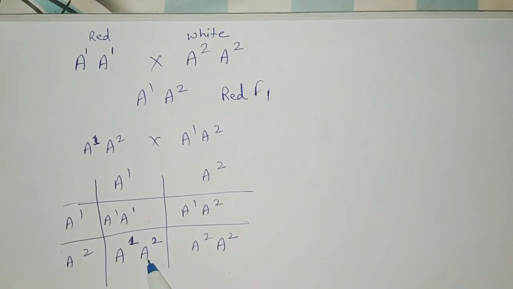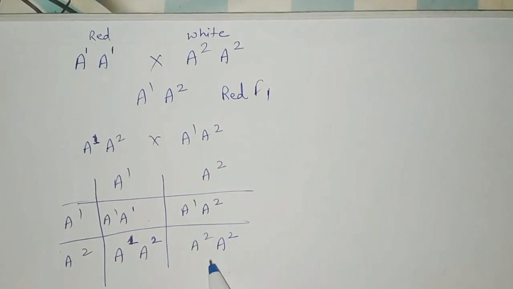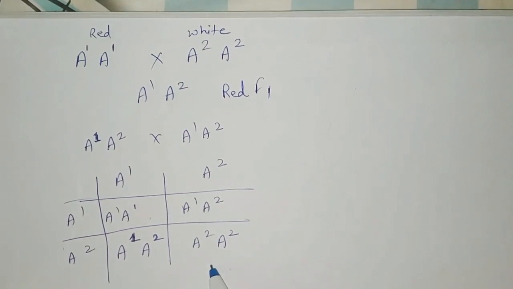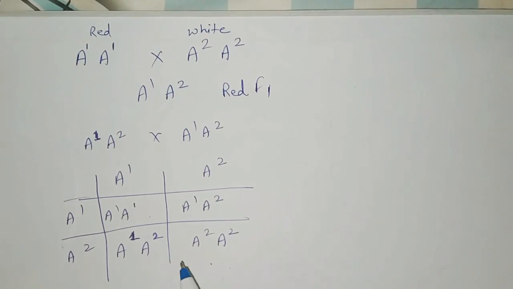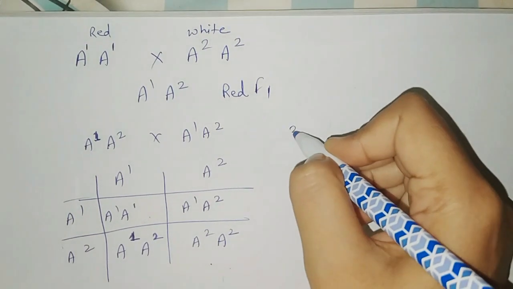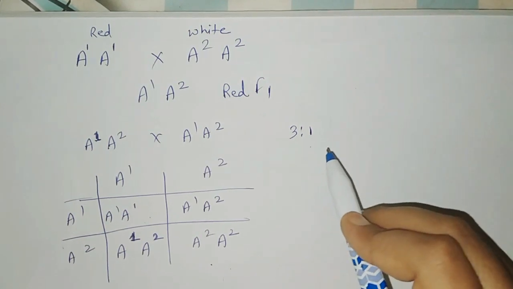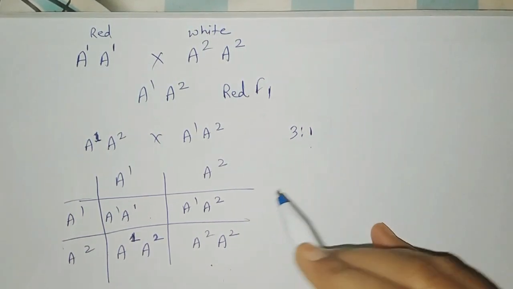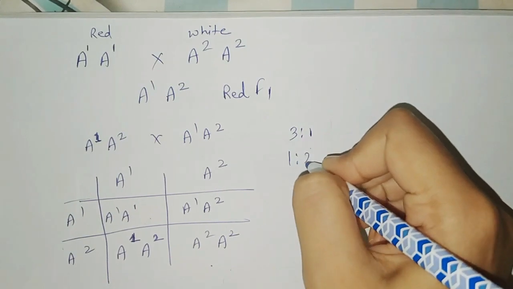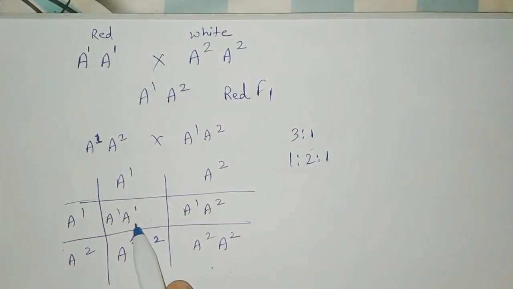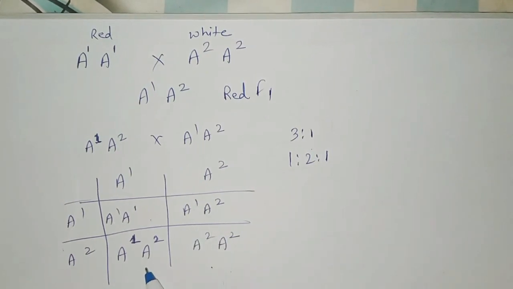These two are also red in color because A1 is present in single copy and A1 is dominant, and this is white in color. So when dominance is the concept, we will get the ratio of 3:1, 3 that is red and 1 is white in color. This is the phenotypic ratio, and the genotypic ratio is 1:2:1. 1 is A1A1, and this one is A2A2, and this 2 is A1A2, A1A2. These are 2 in number, this is 1 in number, and this is 1 in number.